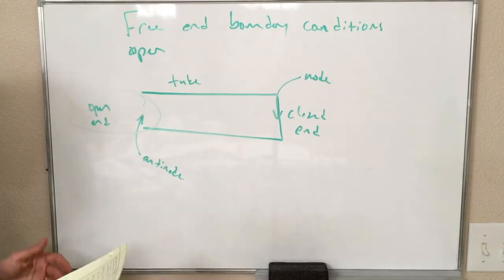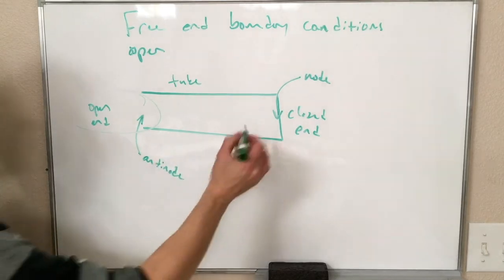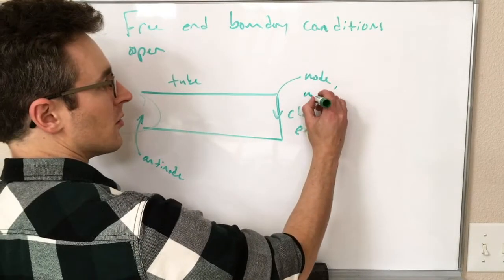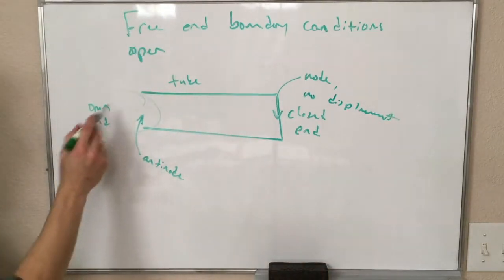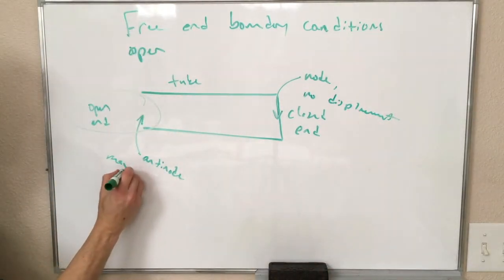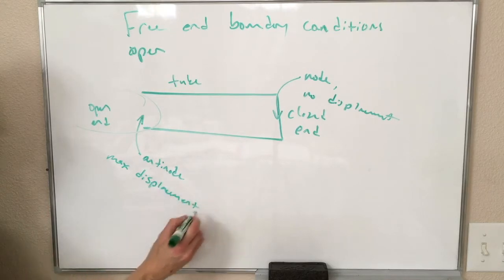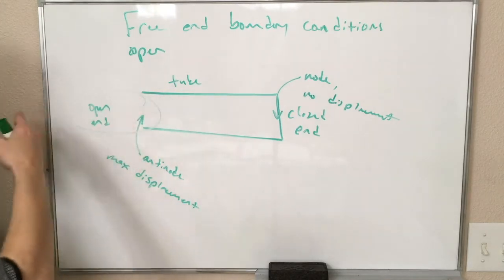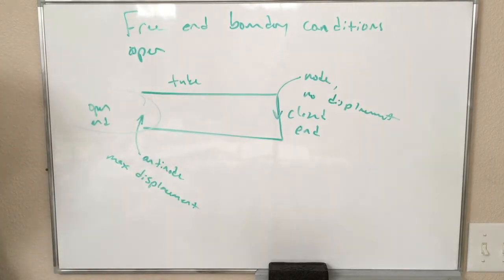This is in contrast to our closed end. Closed end means a node, there's no displacement. An open end means there's an antinode, that is where we have our max displacement. So in the case of something like a sound wave, this is the maximum motion of air back and forth in and out of the tube at that point.